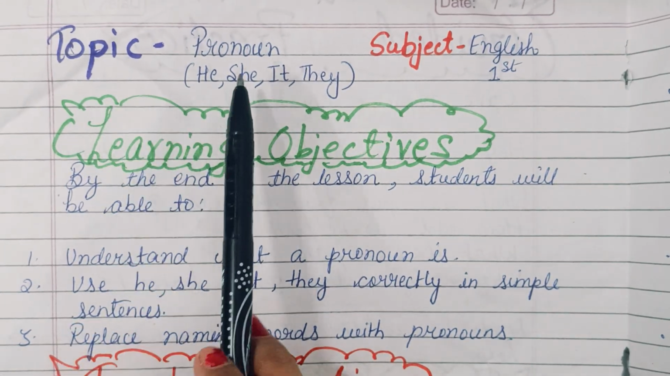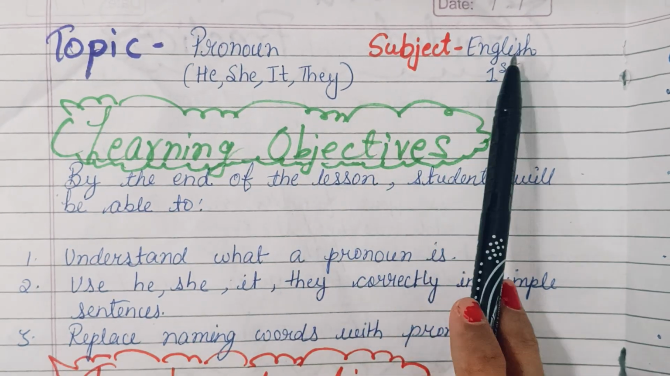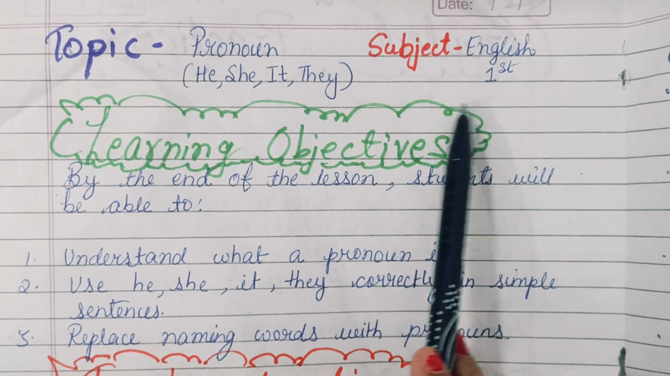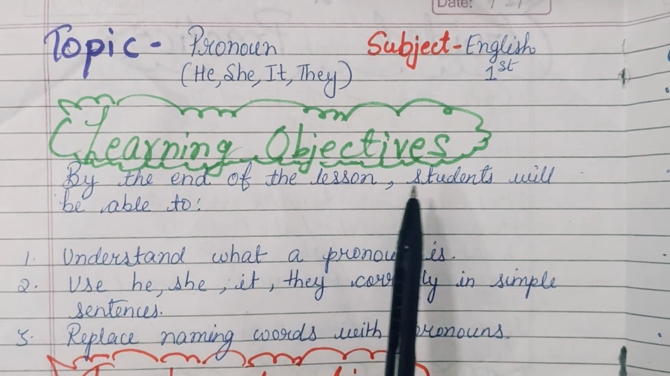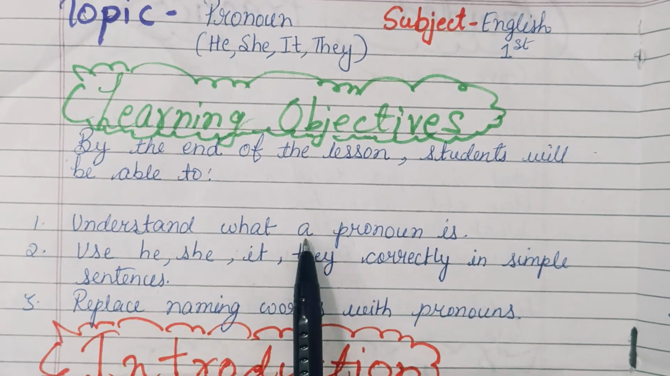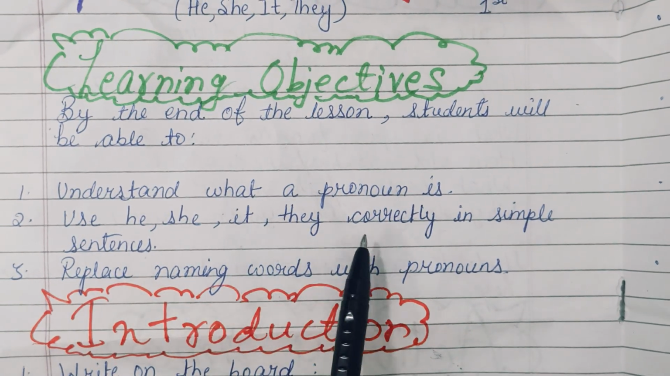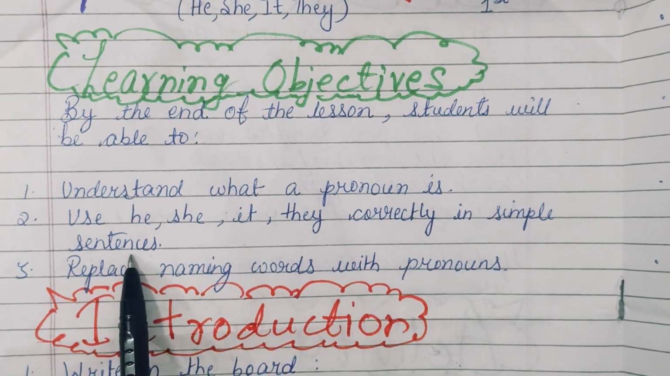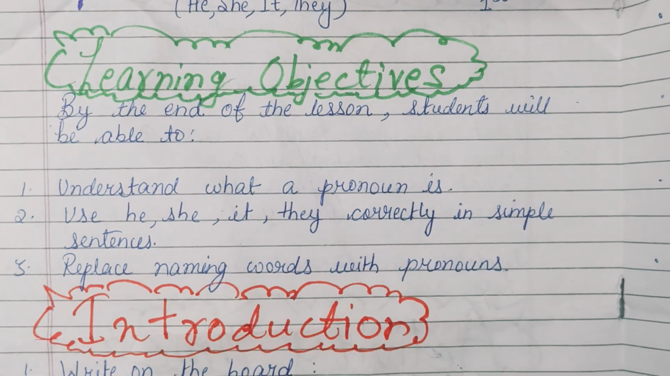Today's topic is pronoun, that is he, she, it, they. Subject: English, for class first. Learning objectives: by the end of the lesson, students will be able to first understand what a pronoun is, use he, she, it, they correctly in simple sentences, and replace naming words with pronouns.